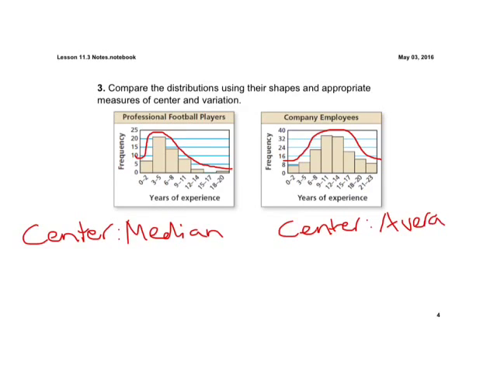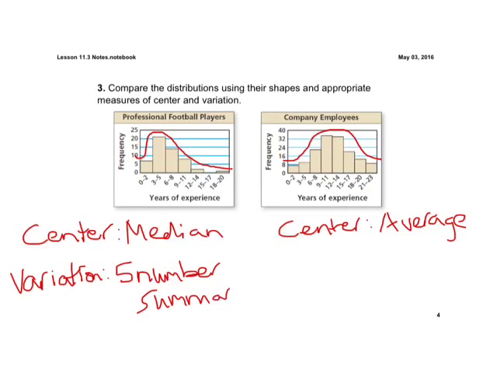And then for when it's skewed, so the left one, for our variation, we're going to use our 5-number summary. And on the right one, when it's a symmetrical graph, for our variation we said we were just going to use our standard deviation. So I'll just abbreviate. We're going to use our standard deviation there. So depending on the skew, that's what we use for our measure of center and our measure of variation.